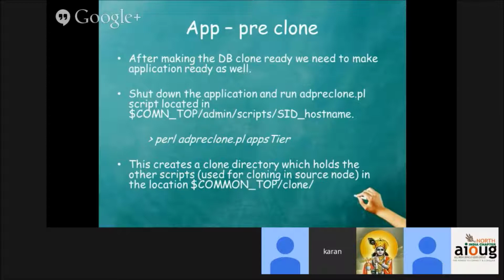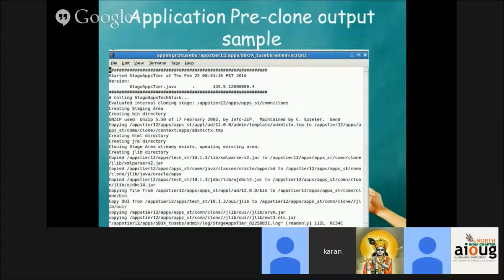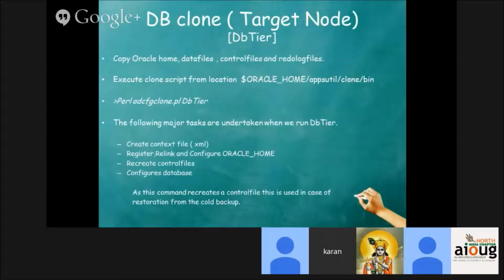This is one screenshot of the pre-clone script. If you see here, it has created a clone directory, in the common top clone bin. So this is the clone directory which is created after running the pre-clone. Now we have done the pre-clone activity. Now we should start with the cloning of the database.